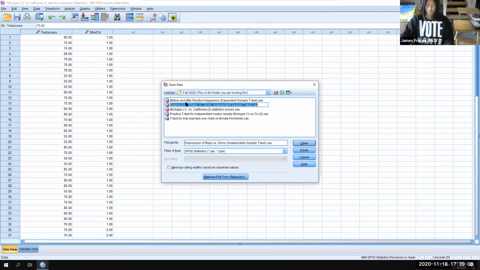This is the depression of Republicans versus Democrats, independent sample t-test in parentheses. That's a .sav file. Now, I need you to go ahead and run that data. Find out if there's a difference in depression levels between Republicans and Democrats post-election, and then try to explain it, right? Explain it to an 8th grader. Say, here's what we found, and this is either expected or surprising, in the body of your email.